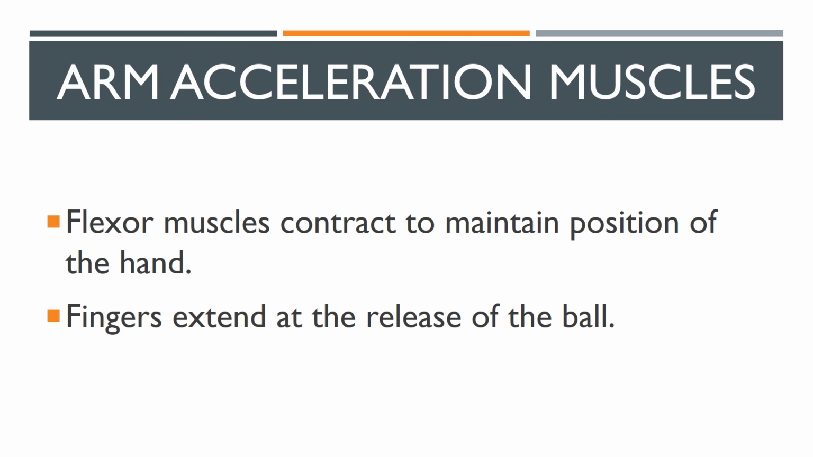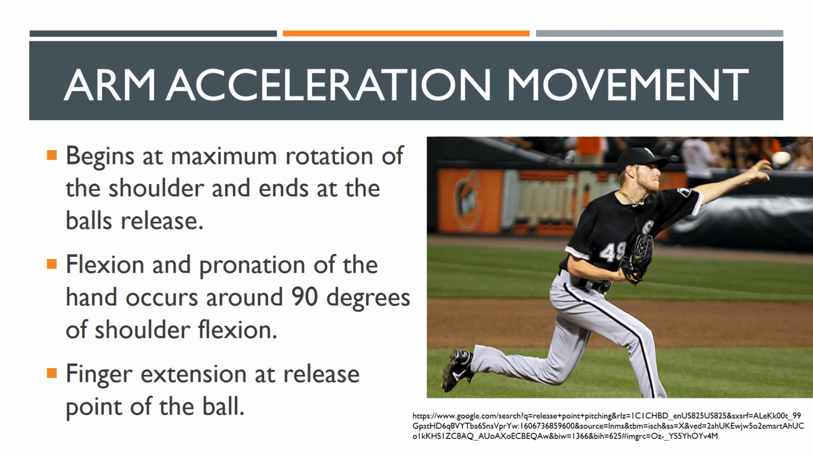The arm acceleration muscles include the flexor muscles to contract and maintain the position of the hand, and the fingers extend at the release of the ball at the final point of the arm acceleration. Arm acceleration movement begins at maximum external rotation of the shoulder and ends at the ball's release. Flexion and pronation of the hand occur at 90 degrees of flexion at the shoulder, and finger extension occurs at the release of the ball.